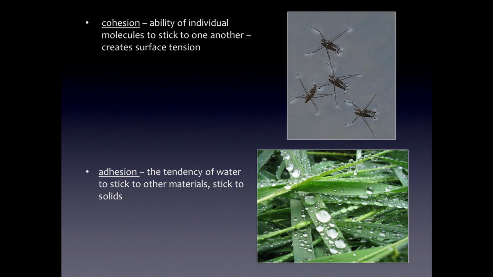So cohesion is the ability of individual water molecules to stick to one another. This is what creates surface tension in water, which once again is fairly easy to break, but for animals such as these little water bugs here, allows them to move and travel across the surface of the water. Adhesion, well, if you watch raindrops dripping down a window while it's raining, you'll see that one raindrop will move down the window, then it'll stick and clump together to another raindrop. That's an example of both adhesion and cohesion. The tendency of water to stick to other materials. You see this here with these raindrops on this blade of grass.